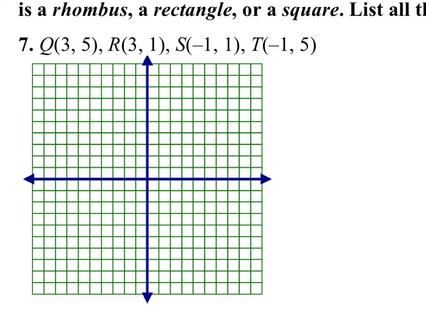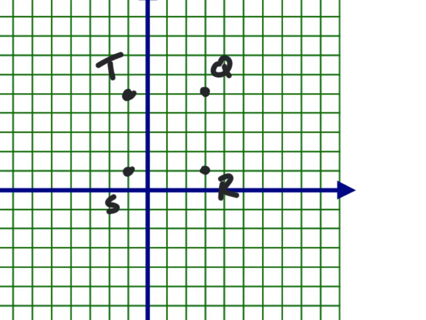So I'm going to go 1, 2, 3, up 1, 2, 3, 4, 5. So here's point Q. Point R is 3, 1. S is negative 1, 1. And T is negative 1, 5. So this is Q, R, S, and T. Then I'm going to zoom in here and draw my side lengths here, here, and here.